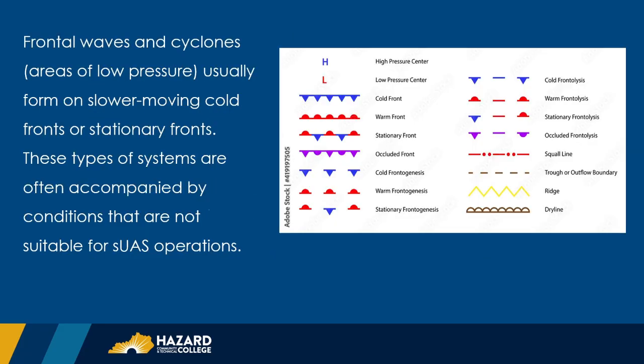Frontal waves and cyclones usually form in slower moving cold fronts or stationary fronts. These types of systems are often accompanied by conditions that are not suitable for SUAS operations. And here I include a color legend of the weather map symbols.